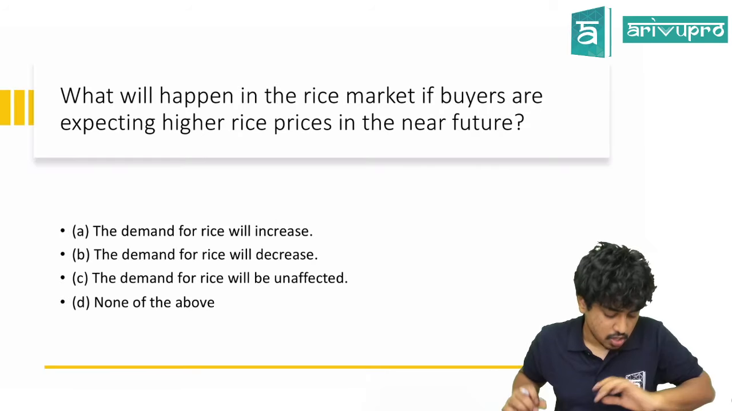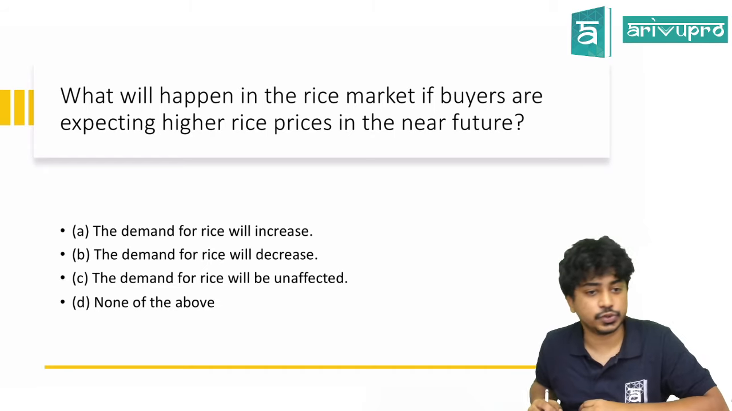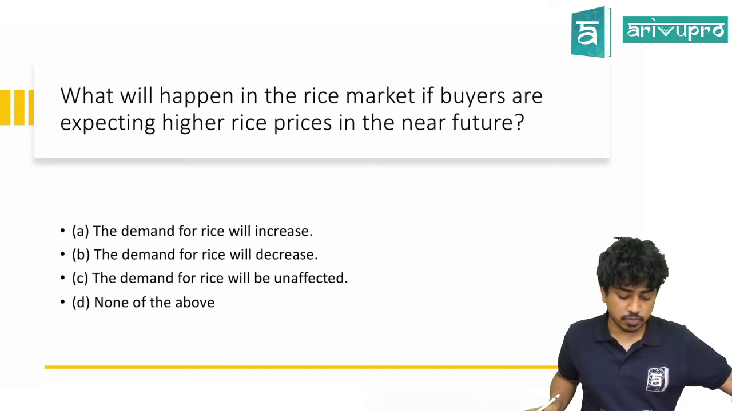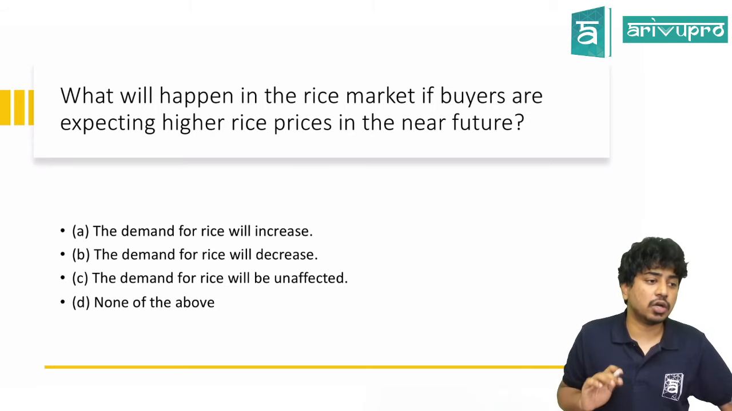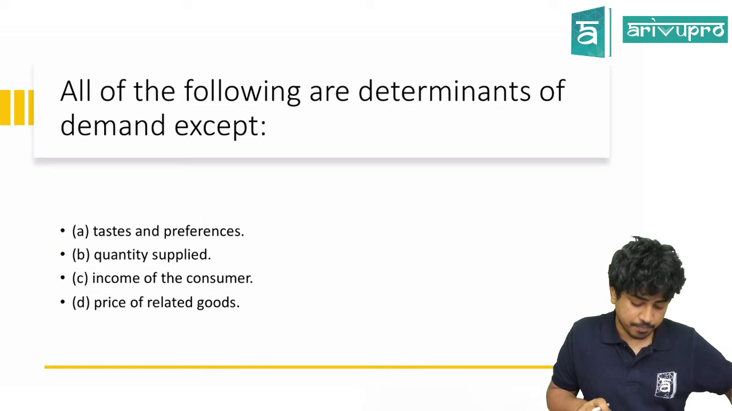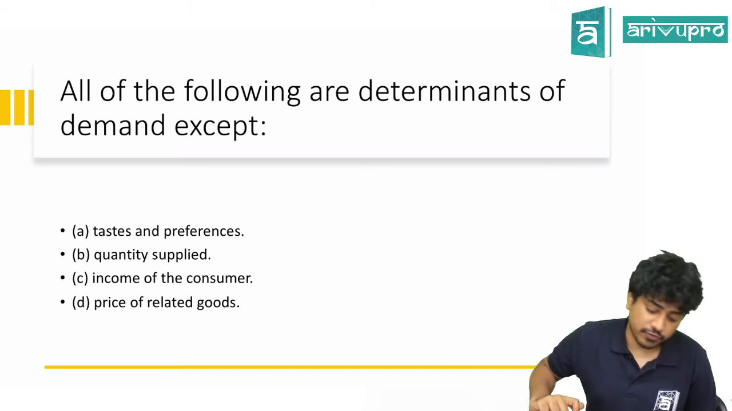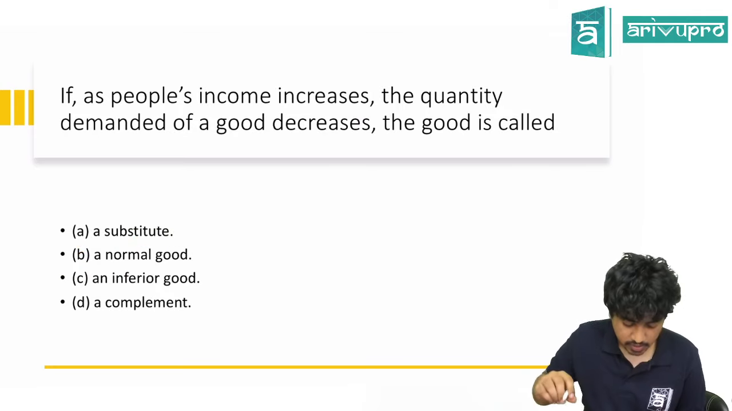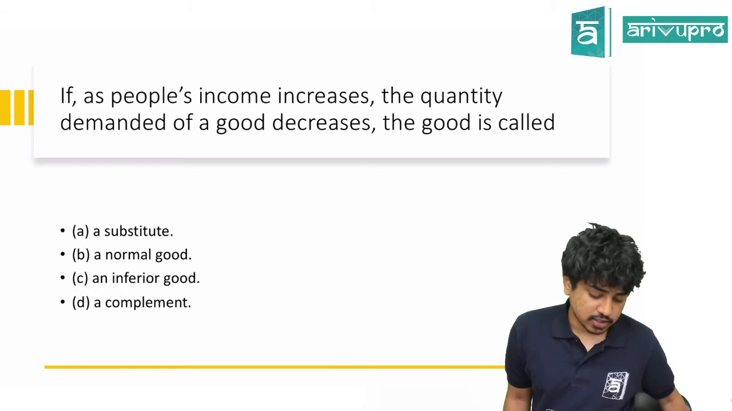What will happen in the rice market if buyers are expecting a higher rice price in the near future? What will happen to the demand of today? Demand for rice for today will increase. Okay. All of the following are determinants of demand except for quantity supplied. As income increases, the quantity demanded of a good decreases. The good is called what?